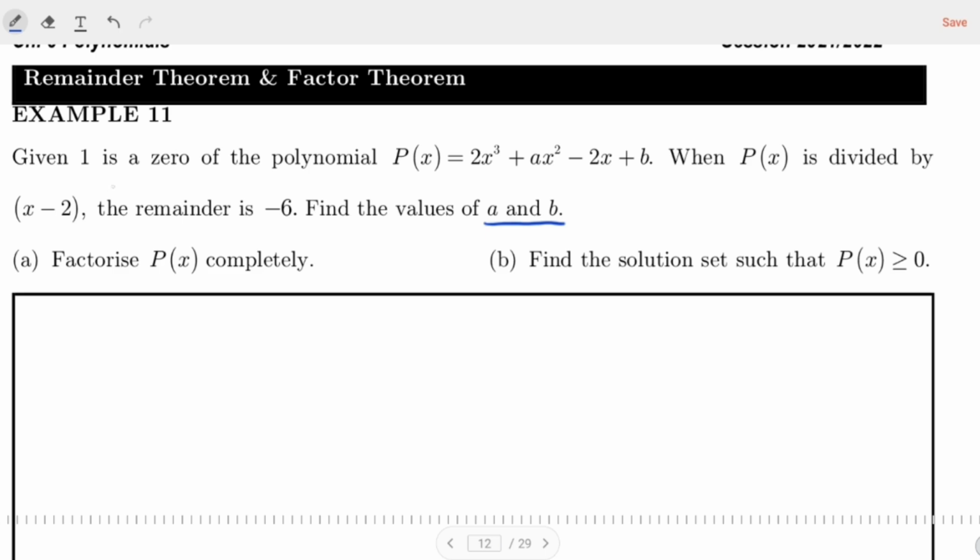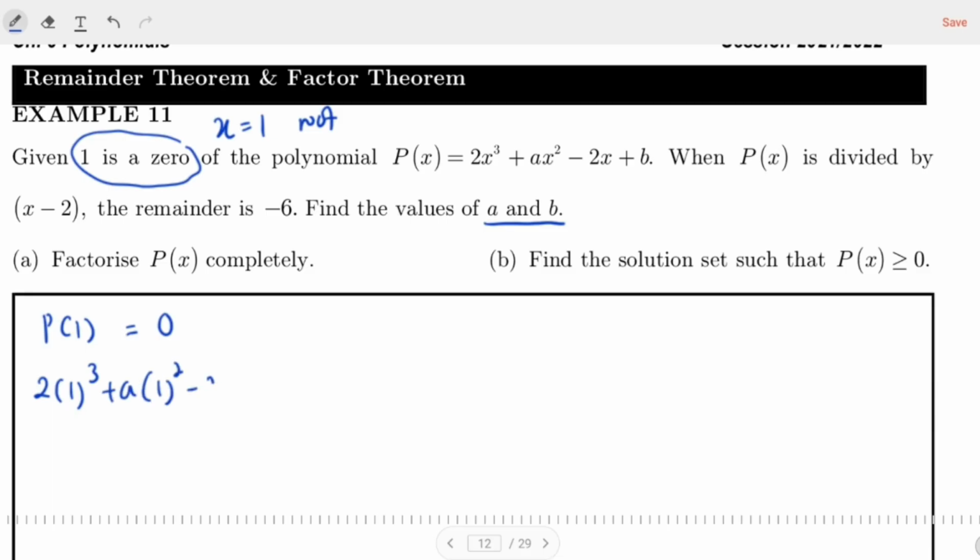So for the first part, it is given that 1 is a 0. It means x equal to 1 is one of the roots, which means when we substitute 1 into the polynomial, we're going to get the value equal to 0. So we substitute 1 into the polynomial, and then we make it equal to 0. So the first equation that we got is a plus b equal to 0.